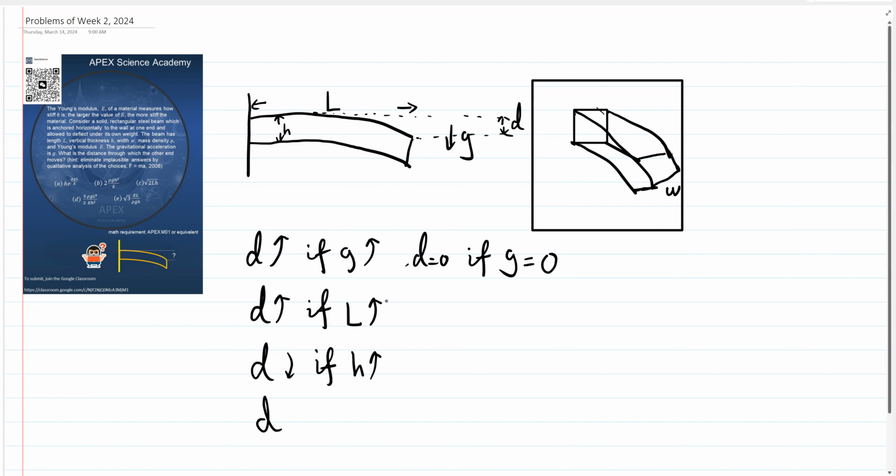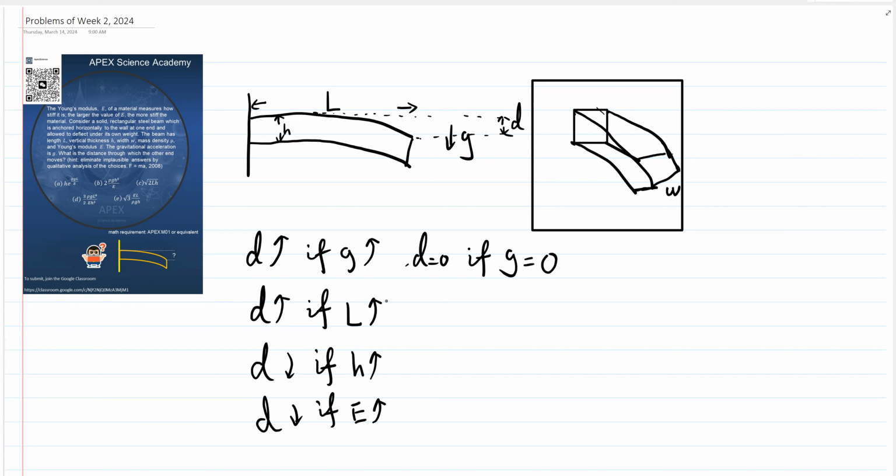would decrease if the Young's modulus increases. Okay, the reason is the stiffer the material is, the less it's likely to be bent. That's why you want to use steel to build hanging structures instead of using rubber, right? Which will be more likely to bend, deflect.